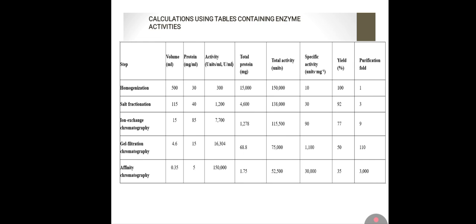When you divide 52,500 by 150,000, it will give you 0.35. And by the time you multiply it by 100, it will give you 35%. That is how you calculate your yield. The same thing applies to gel filtration, which is 75,000 divided by 150,000. And you bear with me from your arithmetic, 75,000 times 2 will give you 150,000. So that's 0.5. 0.5 times 100 is 50%.